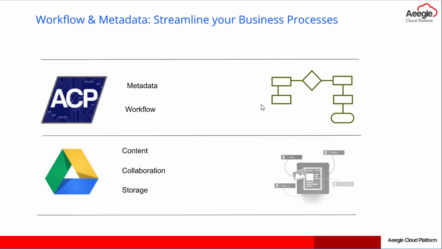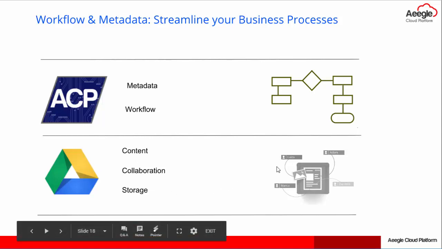On the other hand, on the Google Drive side of this integration, we have all the power that Google Drive offers. Of course, we have the content that we have in Google Drive. We also have the collaboration features that Google Drive offers, that we know are awesome, they are powerful. And then we have the storage that is left to Google Drive with this integration. So an overview is this: ACP brings metadata and workflow, and Google Drive brings content, collaboration, and storage.